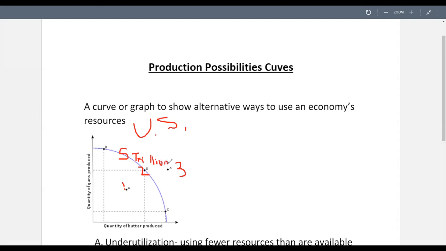Trillion, is that right? If we as a country only spend $2.5 trillion, we're in area 1, underutilization. If we are along the production frontier, we've spent all $5 trillion.